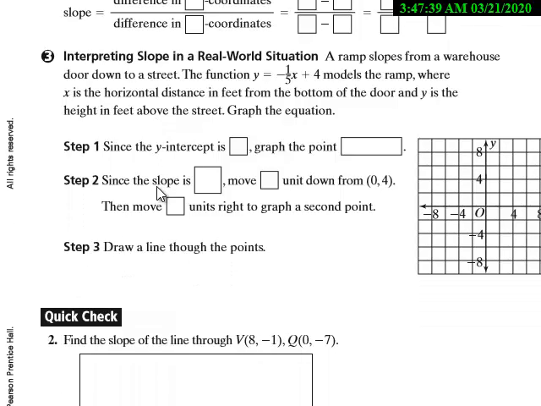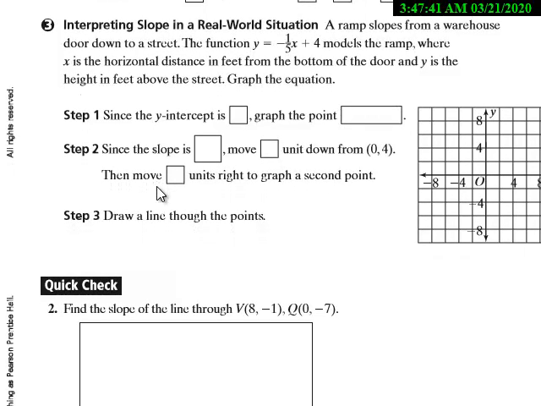Question number 3. Interpreting slope in real world situations. A ramp slopes from a warehouse door down to a street. The function y equals negative 1 over 5 x plus 4 models the ramp, where x stands for the horizontal distance in feet from the bottom of the door and y the height in feet above the street. We need to use the y-intercept form to graph the line through some steps. Step number 1, 2, and 3.